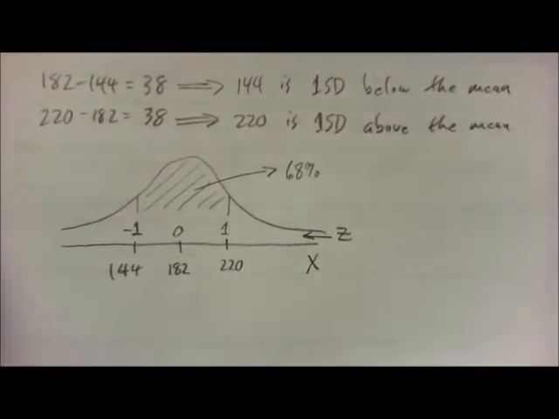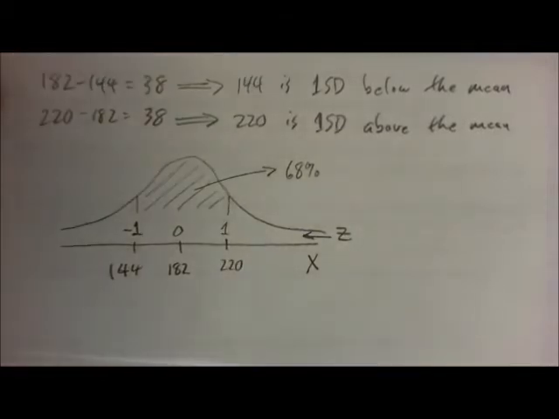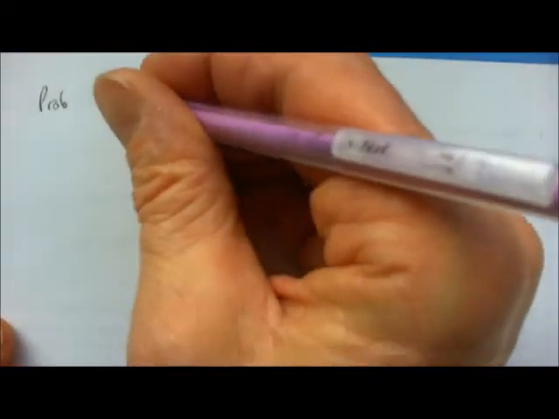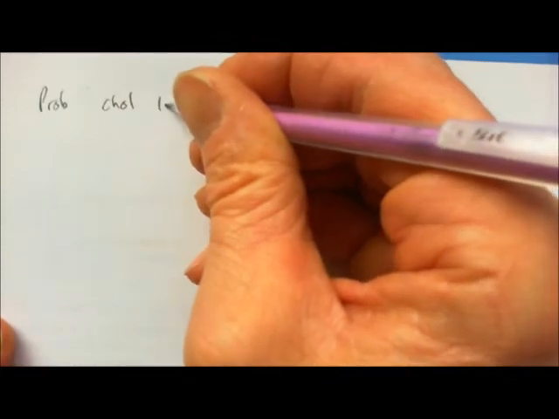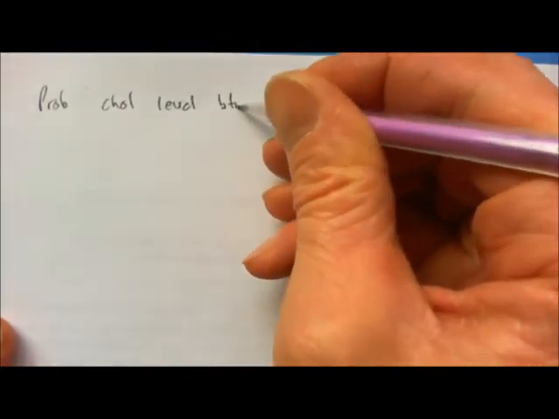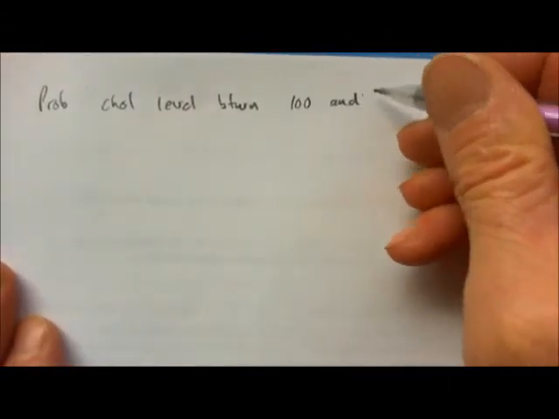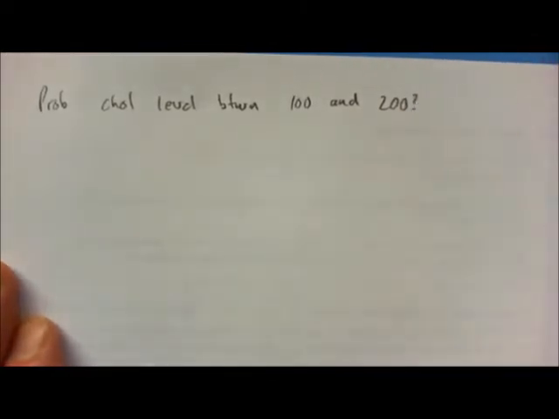Now that's all fine and dandy, but the question is, what do we do if the values we're given don't fall on whole standard deviations above or below the mean? So let's take a look at an example, and this will show us how we deal with this kind of thing. So let's suppose we want the probability of randomly selecting a young male whose cholesterol level is between 100 and 200. And that's what we're looking for.